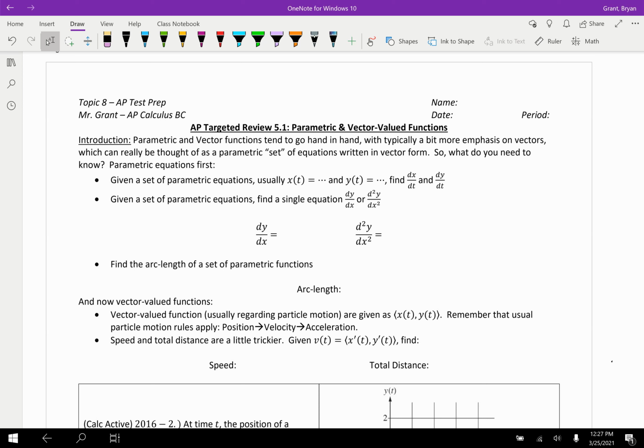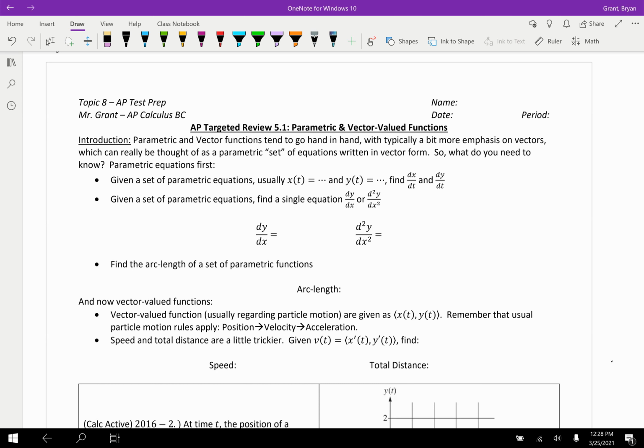This first part, though, without a doubt, is going to focus on parametric and vector-valued functions. Remember that parametric equations are 2 separate equations written as x of t equals something and y of t equals something else. So they're split apart into 2 separate, we call them components, one telling you how the particle is moving left or right, that's x of t, and the other telling you how the particle moves up and down.